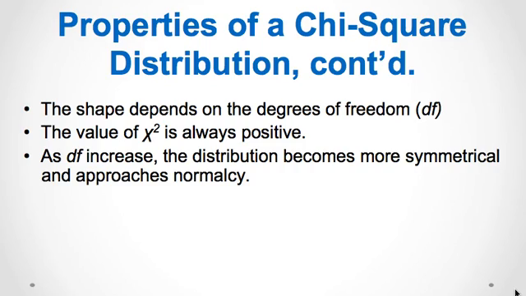Z and T distributions are closely related to sampling distributions of sample means, because we're comparing sample means to population means. F and chi-square distributions are closely related to sampling distributions of variances, because we're comparing sample variances to population variances. The next video lecture is on Chapter 8, confidence intervals, one type of inferential statistics.